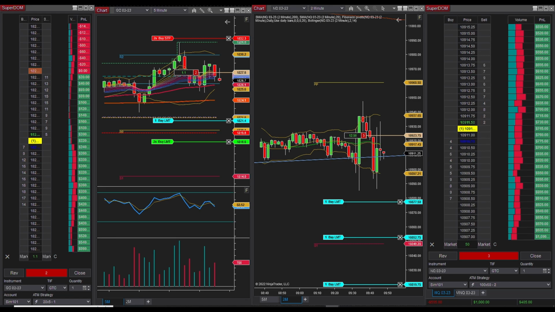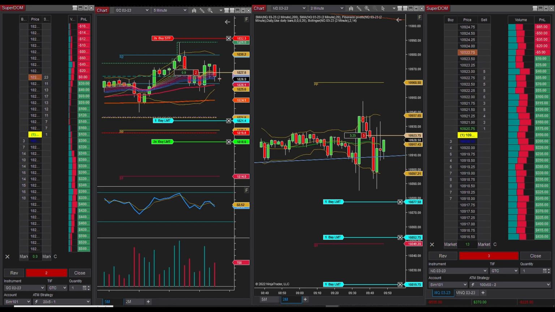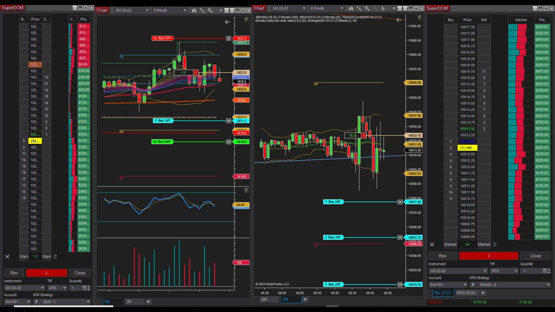So the 2-minute candle is indecisive, but the wick on the top is longer than the bottom one. This is an indication that the price can go lower.